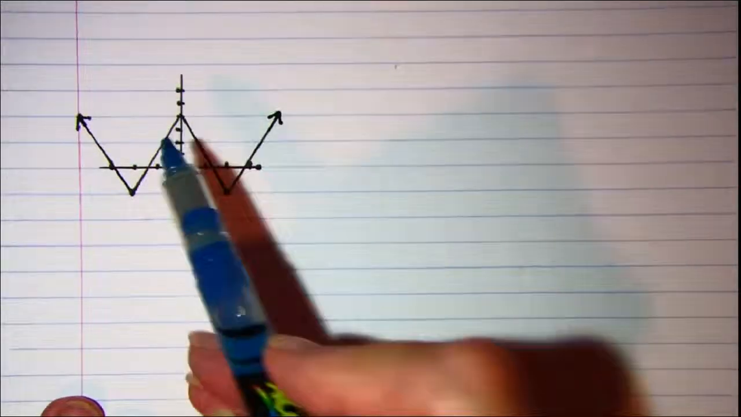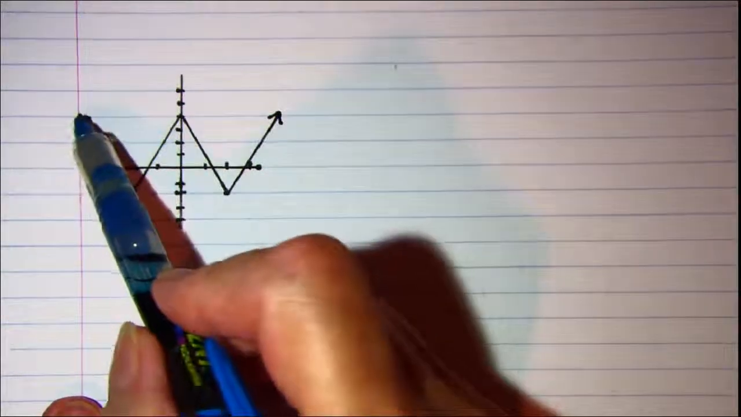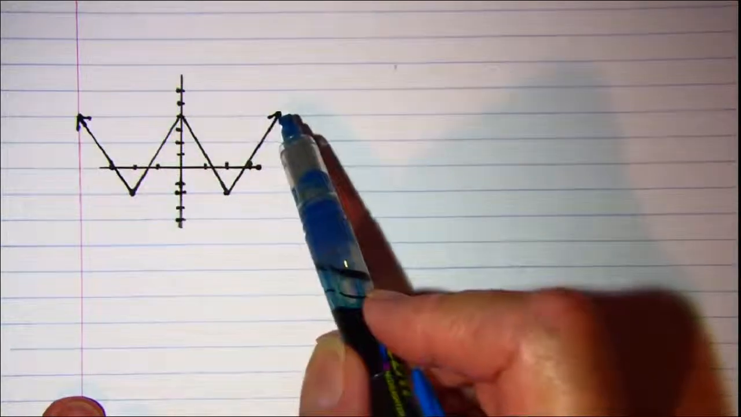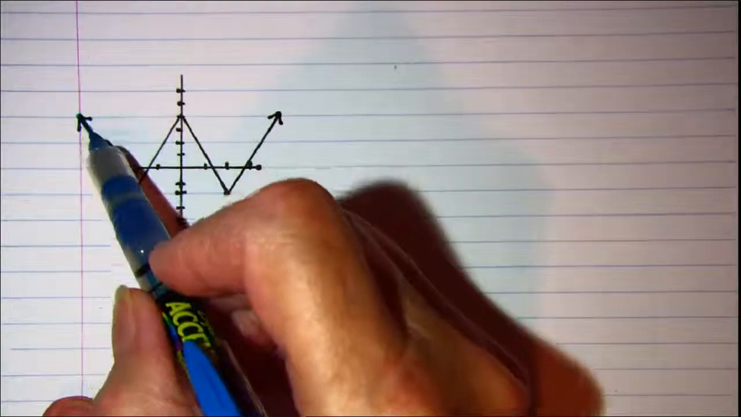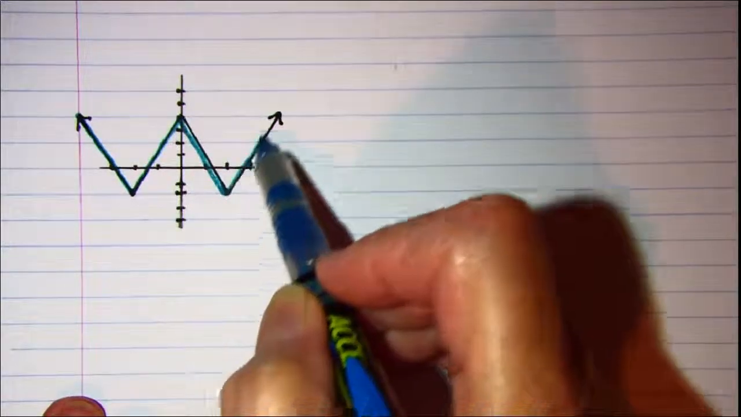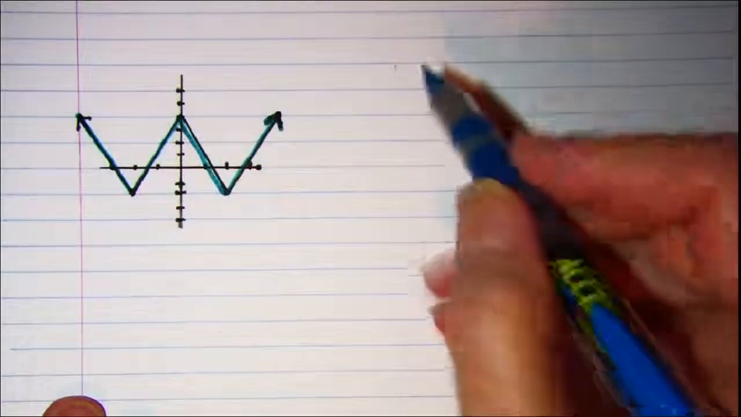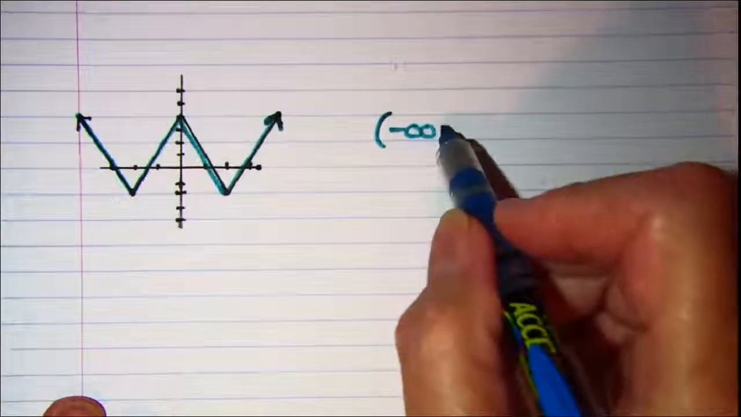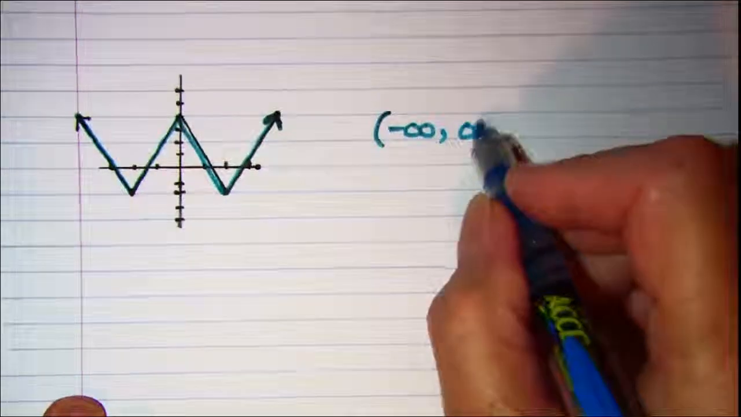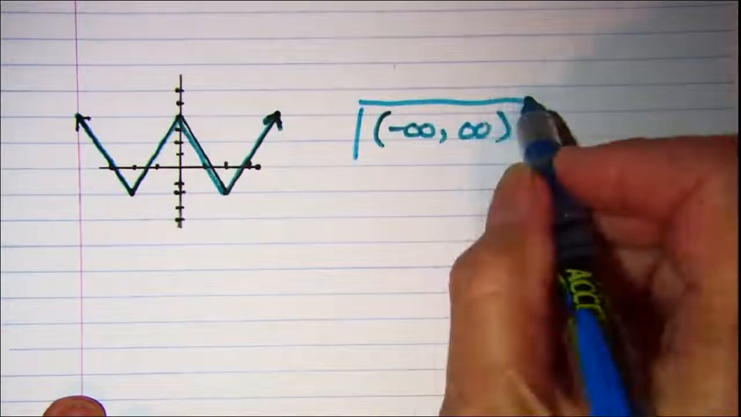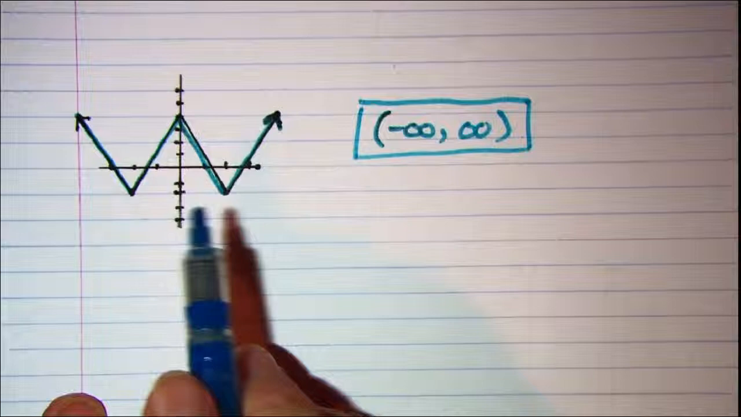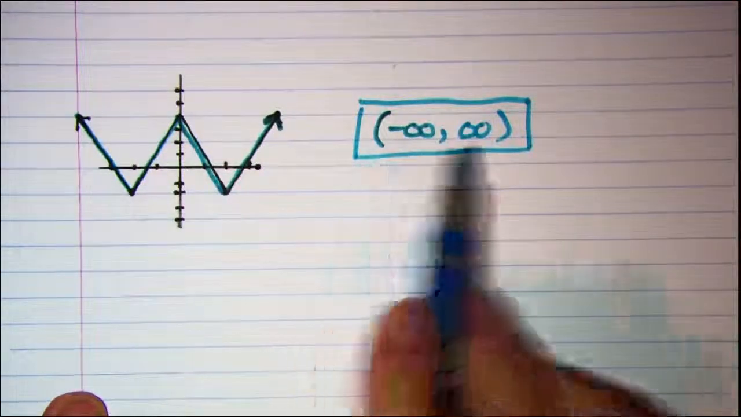Another example, we don't have any holes in the graph. This continues off to negative infinity and positive infinity. And if we start at negative infinity, we can sketch the entire graph without lifting our pencil. So x equal negative infinity all the way up to x equal positive infinity. So the interval on the domain over which the function is continuous would be all real numbers.